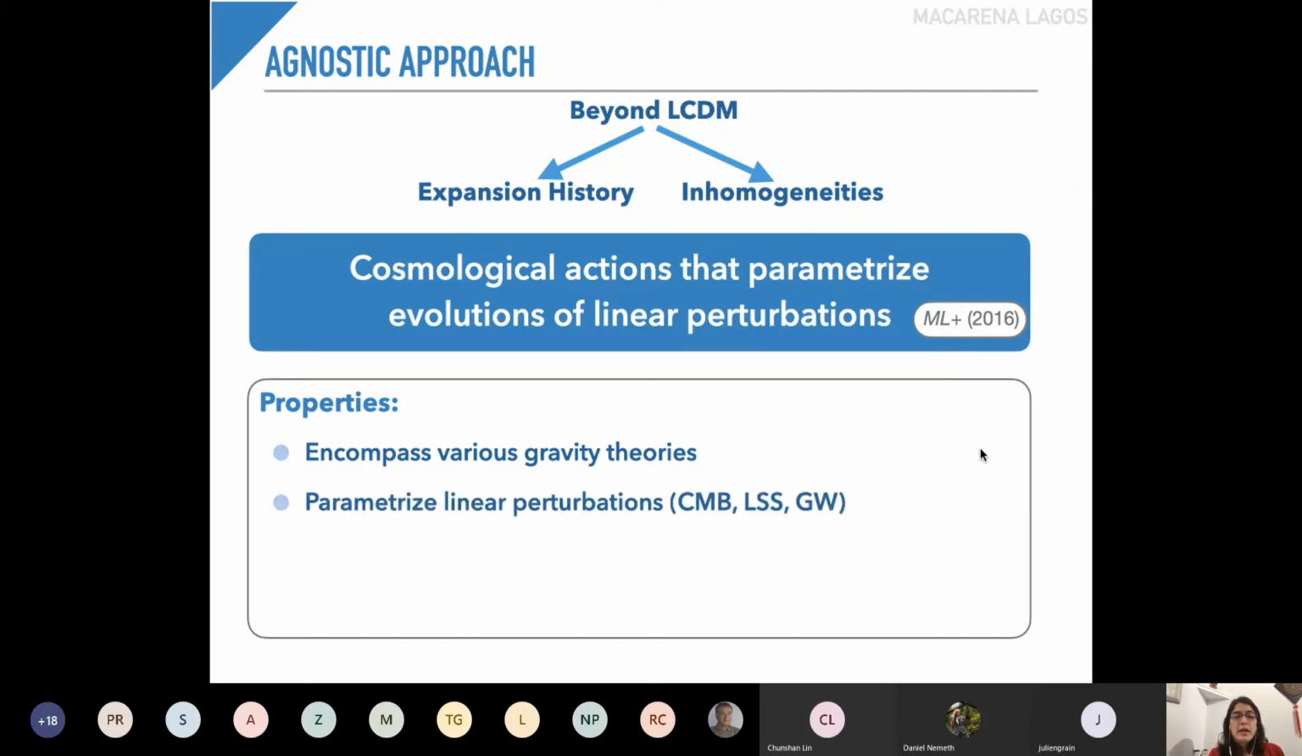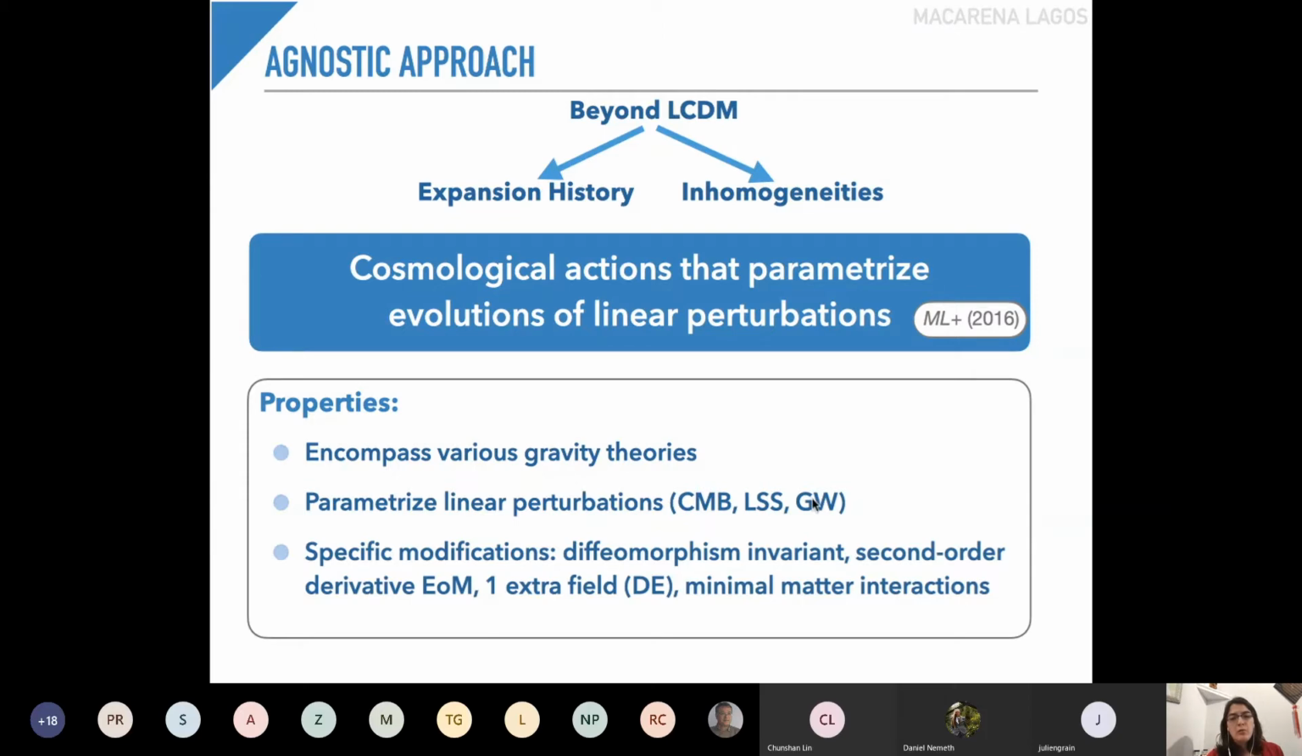The idea is that all these free parameters are going to, in principle, affect observations of inhomogeneities that will affect the cosmic microwave background, large-scale structure observations, as well as gravitational waves. And I will show you later specifically how gravitational waves will change.